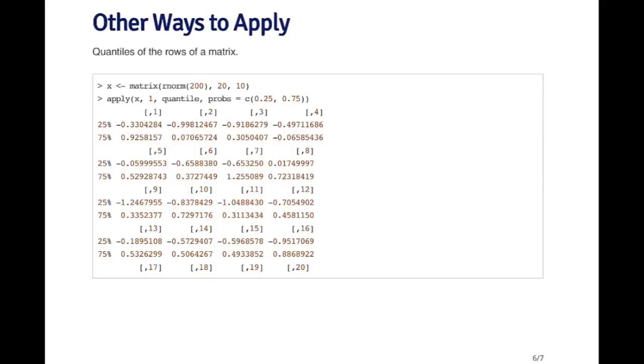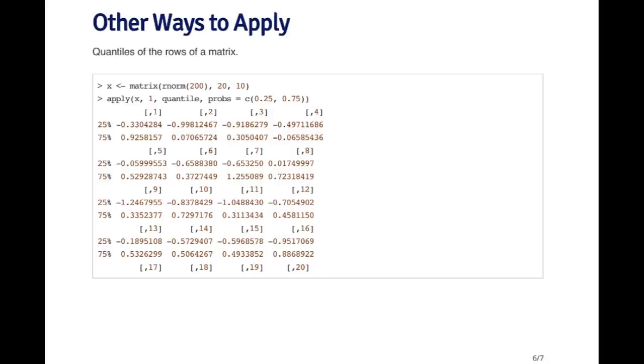Now you can use the apply function to apply other types of functions. For example, suppose you have a matrix. Here I've generated, again, a matrix of random normal variables. That's 20 rows by 10 columns. And suppose I want to go through each row of the matrix and calculate the 25th and the 75th percentile of that row. So I can apply on x, and I pass it the margin 1, because I want to preserve the rows, and then I'm going to pass it the quantile function.